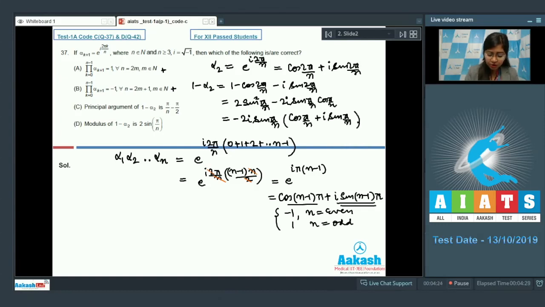So if we talk about its modulus, it will be 2 sine pi by n. So this option is correct, and its argument will be, for 2 sine pi by n we will add 0, for minus iota we will add minus pi by 2, plus for cos pi by n plus iota sine pi by n, its argument is pi by n. So its argument is pi by n minus pi by 2. So option number C is also correct. So the correct answer is option number C and D.